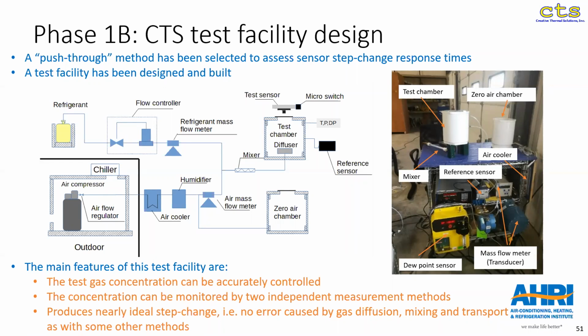Then finally, we mix the two streams of the metered refrigerant mass and the air mass together. We mix them and diffuse them into the test chamber. So once the time for the test comes, we grab the test sensor from the zero air chamber and push it through the test chamber on the top. There's a micro switch, so we know exactly when to start.